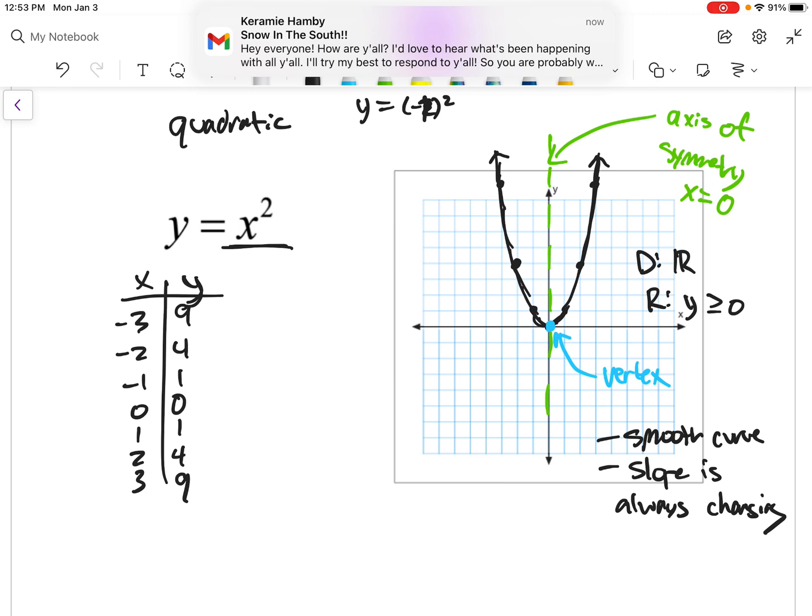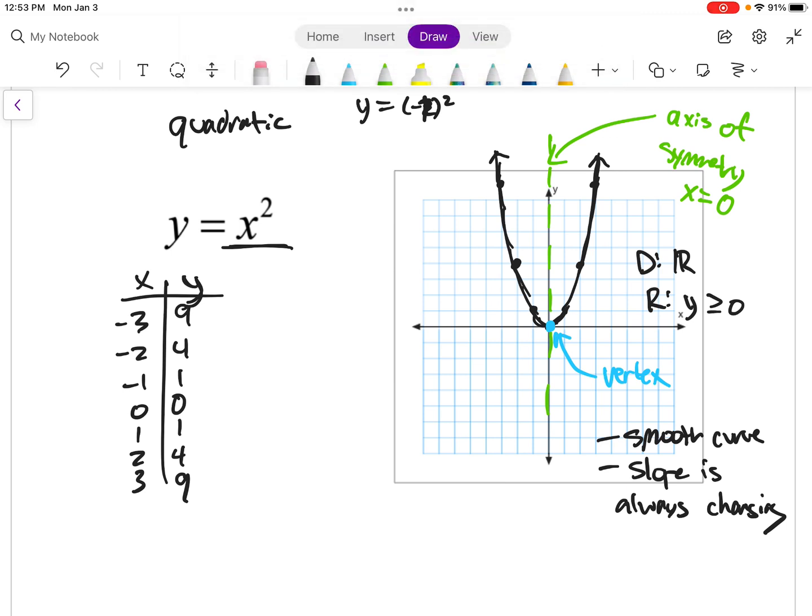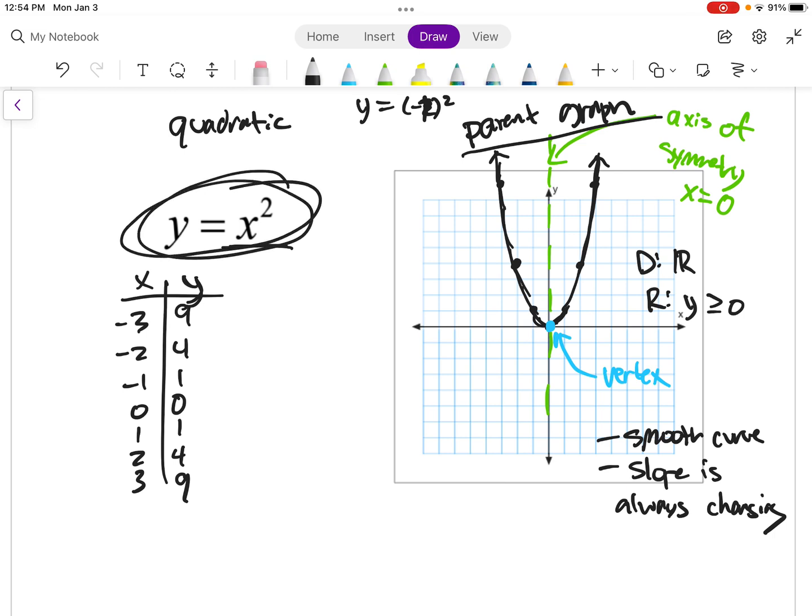Okay, so let's go ahead and write this down, label this above here. This is called the parent graph. Just like with the absolute value, this is the main graph. So if my function is y equals x squared, this is what the graph looks like. What we're going to do next is transformations with it, just like the absolute value function. And it turns out that all functions follow the same rules when you're doing transformations. So this follows the same rules as the absolute value.